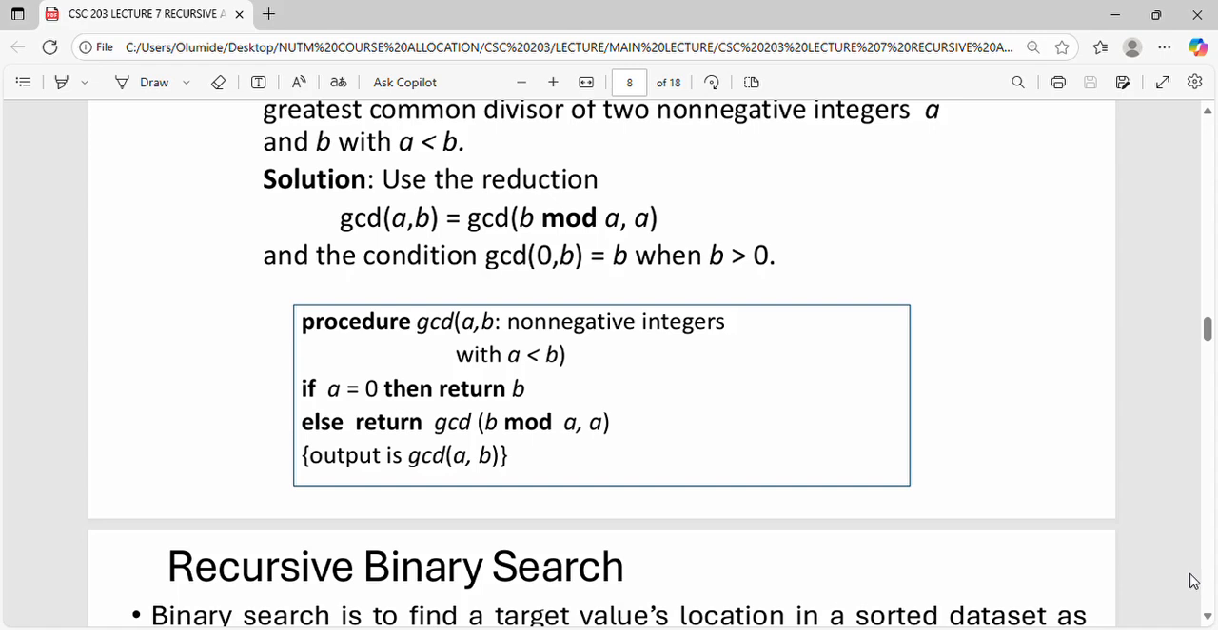a and b. Now, the condition is GCD(0, b) is equal to b. That is, you know that 0 is already there, right? Then you can see that between 0 and b, b is greater than 0, right? So that is why GCD of 0 comma b will give you b.